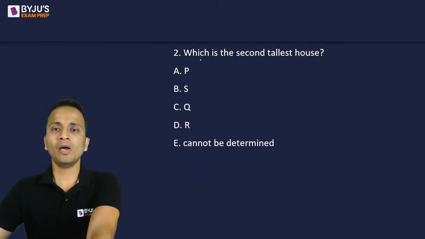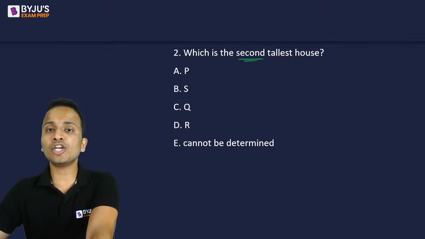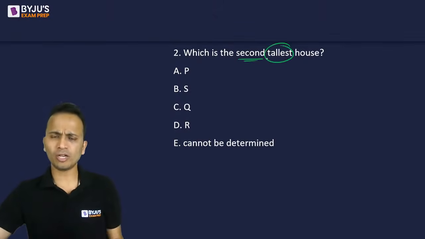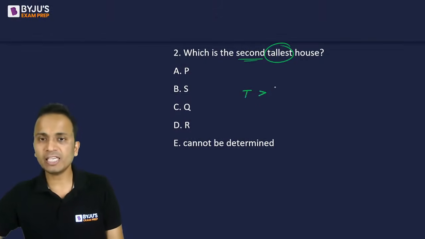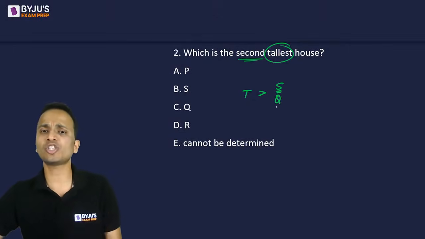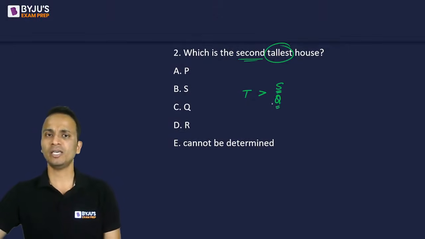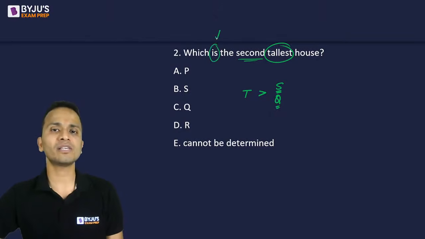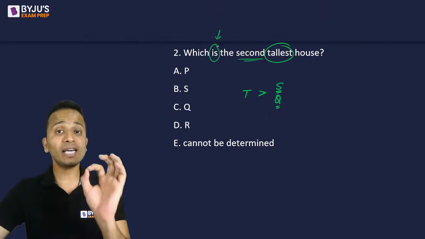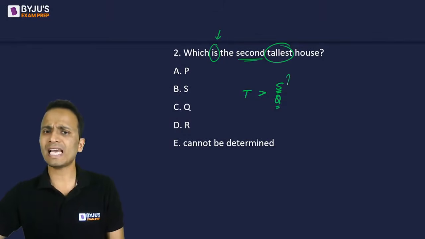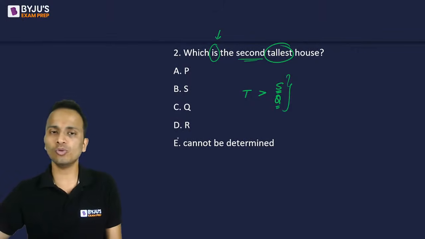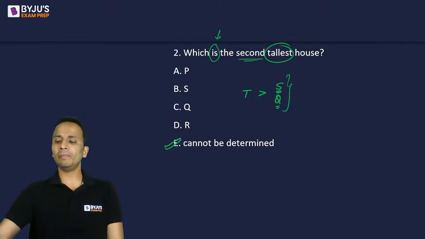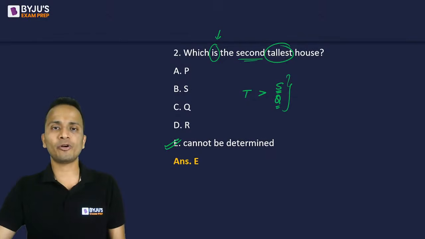Second question, which is the second tallest house? Now, second tallest house. If I look at the heights, T was the tallest. Then after T it was S or Q. So S can be the second tallest or Q can be the second tallest. Now, since they are asking this question with certainty, they're asking which is the second tallest house. So it can be S, it can be Q. I cannot determine if it is S or Q. So the answer that I will mark will be option E, that is cannot be determined.